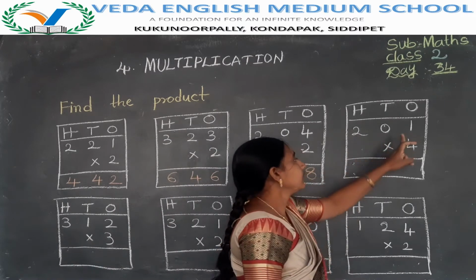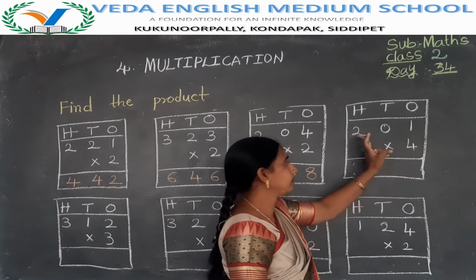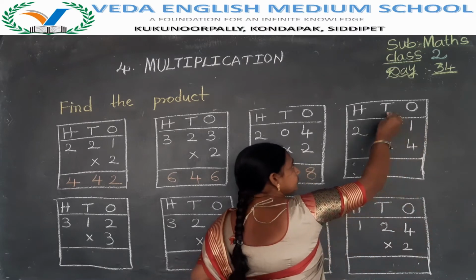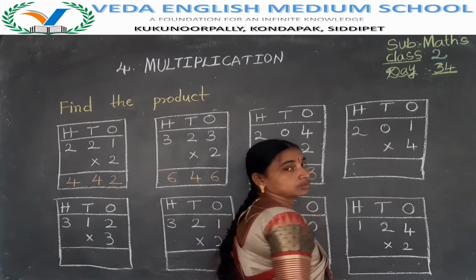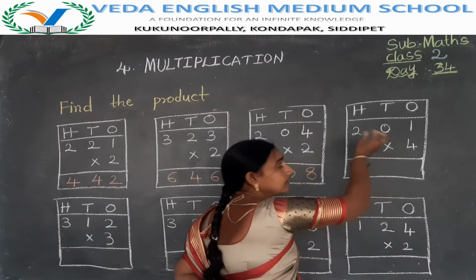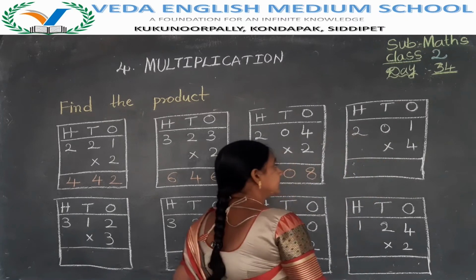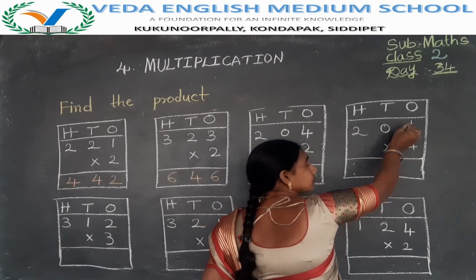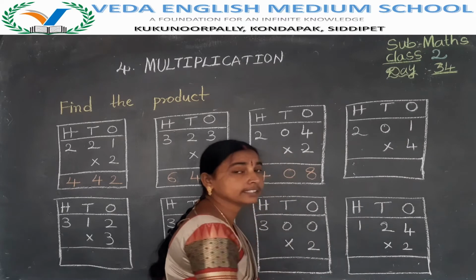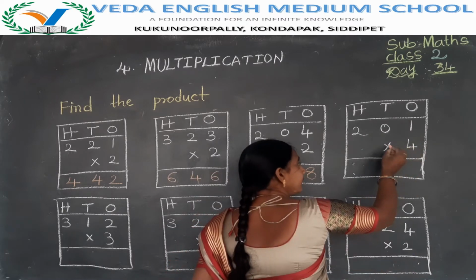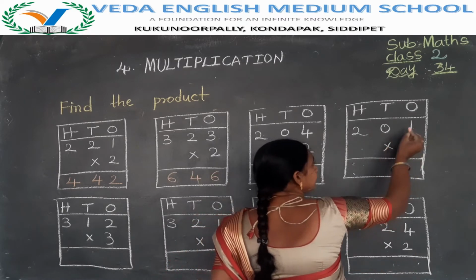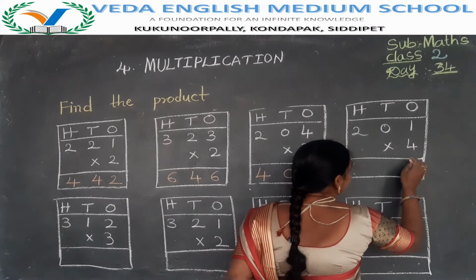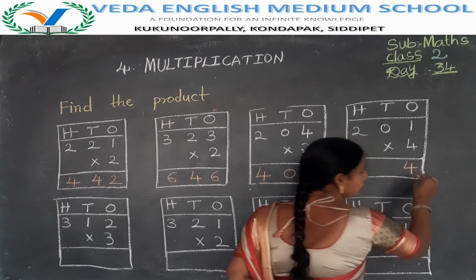Multiply 201 by 4. The ones place is 1, the tens place is 0, the hundreds place is 2. First of all, multiply the ones place. See now, multiply digit 4 in the ones place by 1. That means 4 into 1. 4 ones are 4. So now write under the ones place 4.